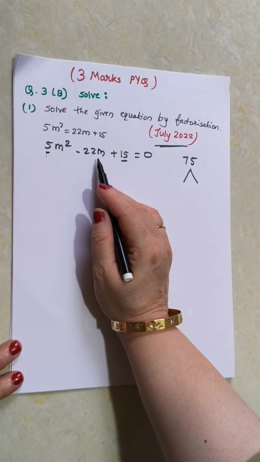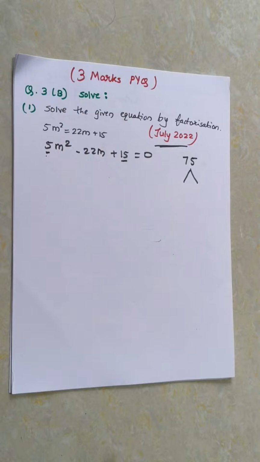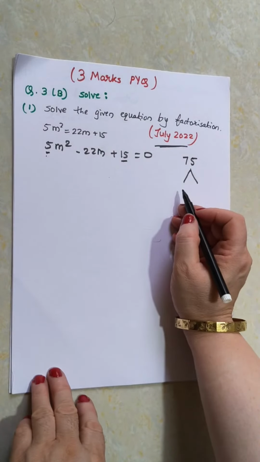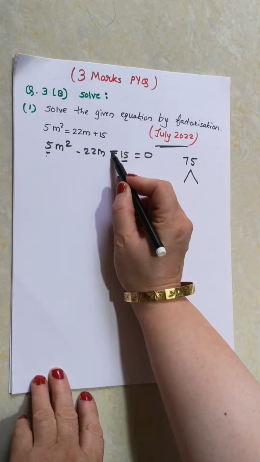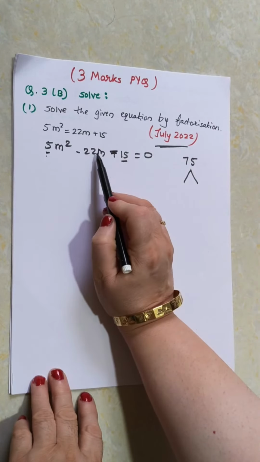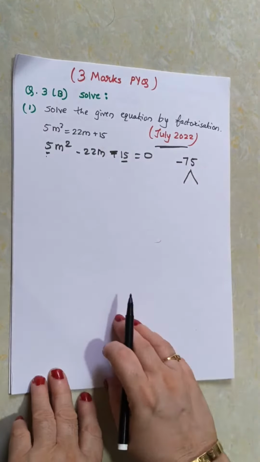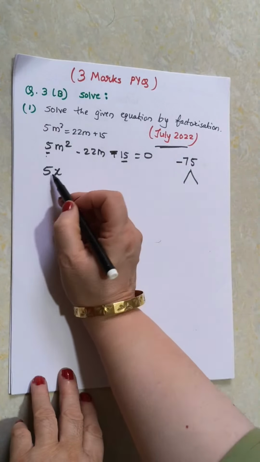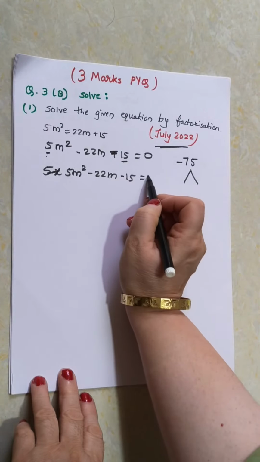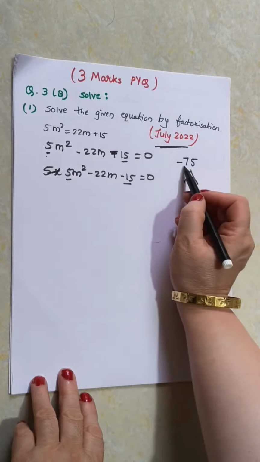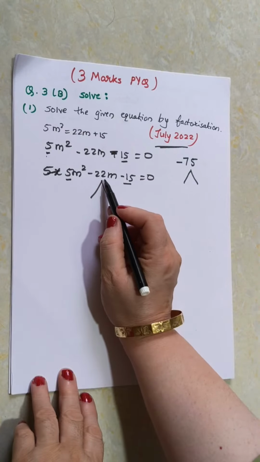So which one we will take? What is the 25 threes are? Let us take 25 threes are. This will be negative, okay? This 22 jumps to right hand side, it is negative 22m, and this 15 will jump, it will be negative. So I want a multiplication, that is, what is here? 5m square minus 22m minus 15 is equals to 0. So 5 into negative 15, that is negative 75. So I need splitting of middle term and whose addition is negative 22.